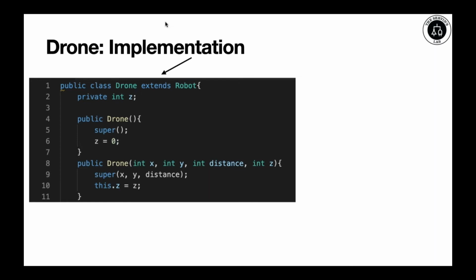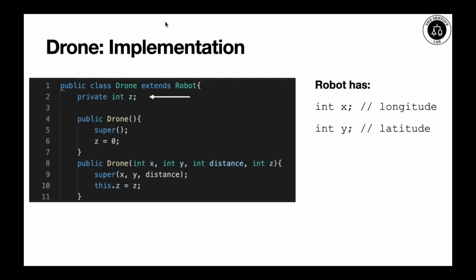I am drone. Notice that we have a field on line 2 called Z, which will represent the actual attribute that makes this class drone unique. But what happened to X and Y? Those are attributes that come from robot and we will inherit them thanks to the word extends. Z in this case will represent the altitude and is what's going to make the drone unique.